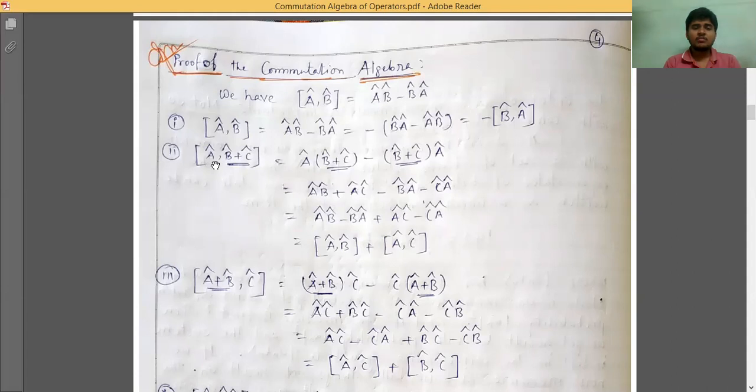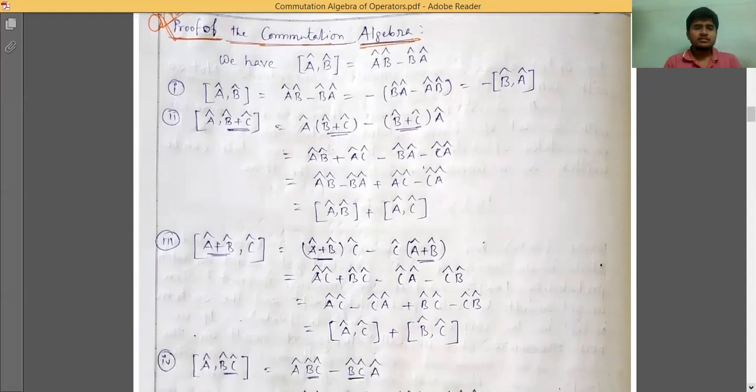Similarly, the second case, [a, b + c]. That means this a cap is an operator and b plus c together is an operator. So this is in the form ab minus ba. You can write a multiplied by (b plus c) minus (b plus c) multiplied by a operator, and then you just multiply them: a cap b cap plus a cap c cap minus these quantities, and taking the common quantity, you can say this is [a cap, b cap] plus [a cap, c cap]. These mathematical calculations are very easy.